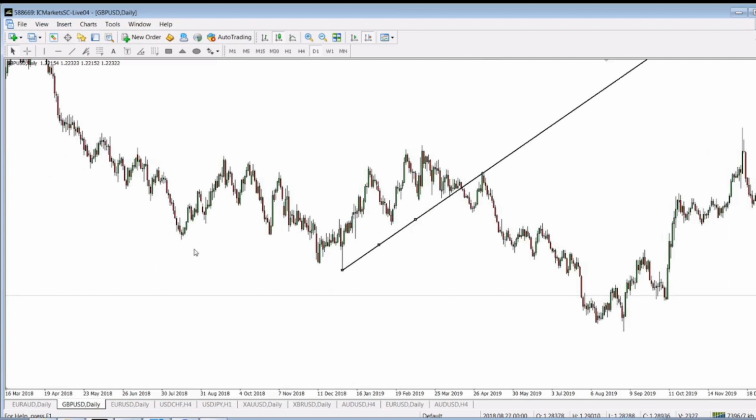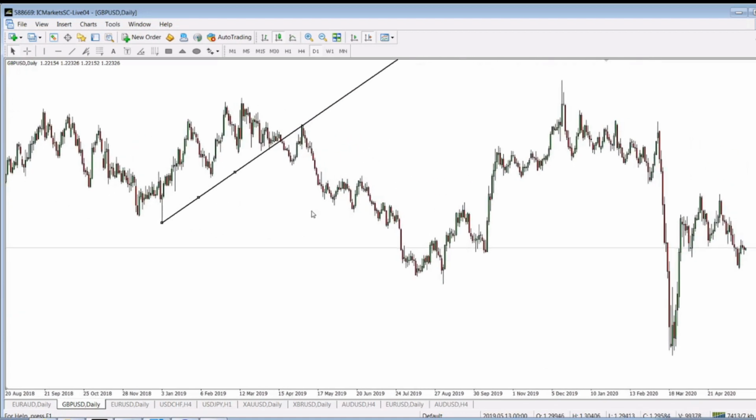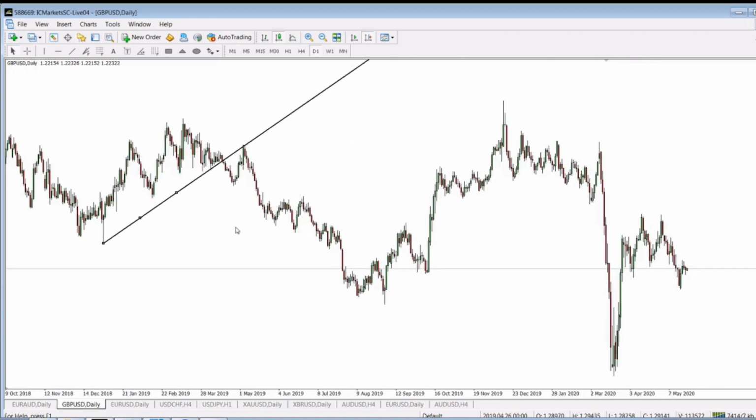So the line drawn here showed us exactly the same pattern here. So the future was the repetition of the past. But it's not the end of the story. Let's go further.